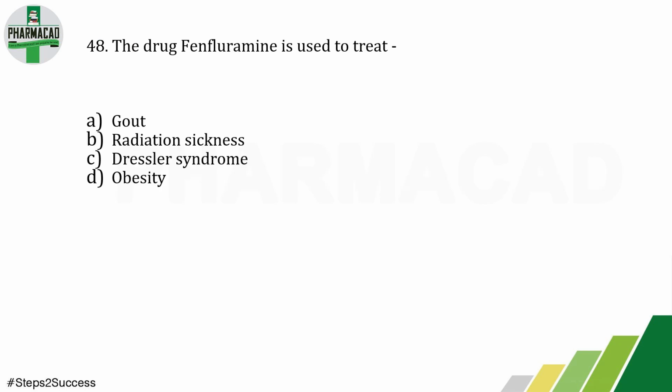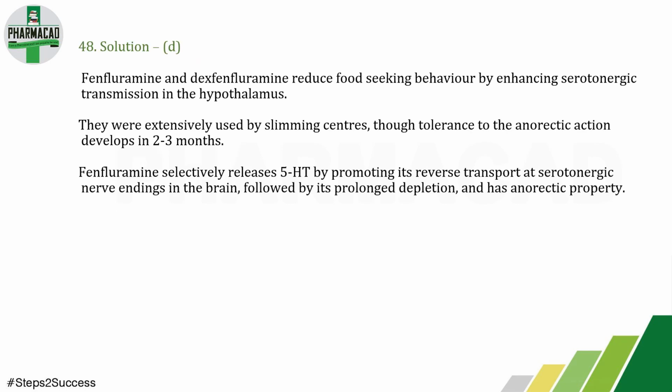Next question, the drug fenfluramine is used to treat. Is it gout, radiation sickness, Dressler syndrome or obesity? So we have fenfluramine and dexfenfluramine. They reduce the food seeking behavior by enhancing the serotonergic transmission in the hypothalamus. They were extensively used by the slimming centers, though tolerance to the anorectic action develops in 2 to 3 months.